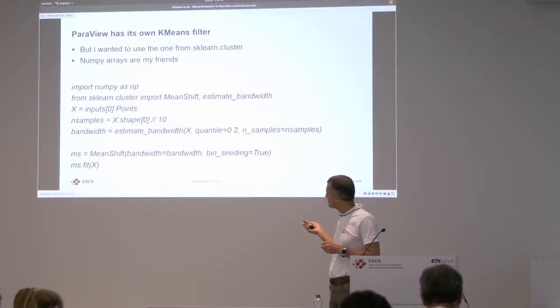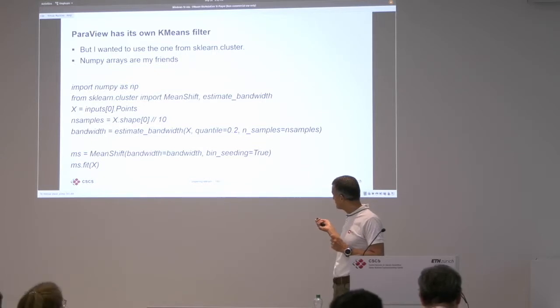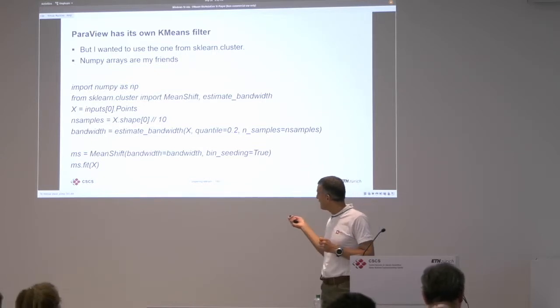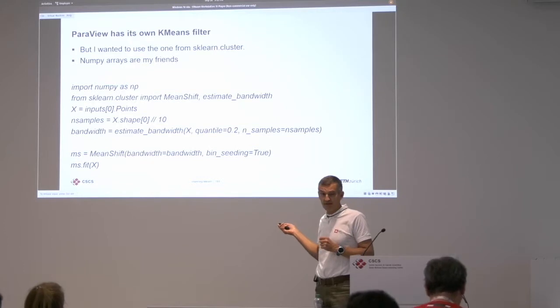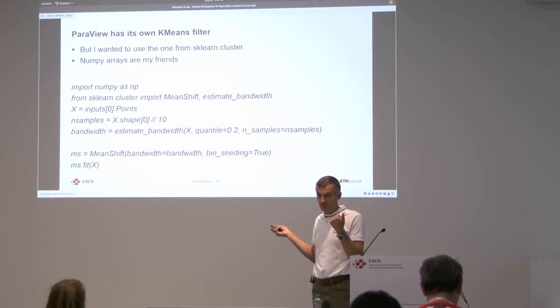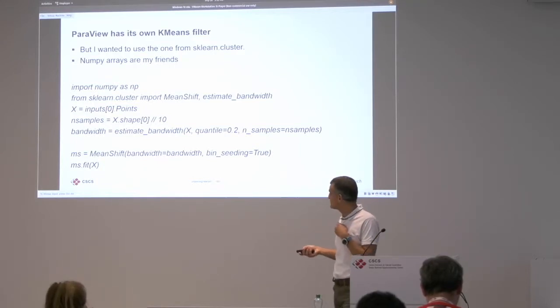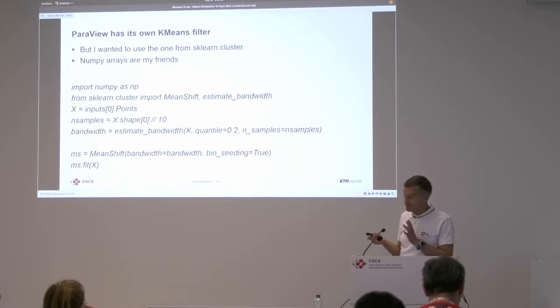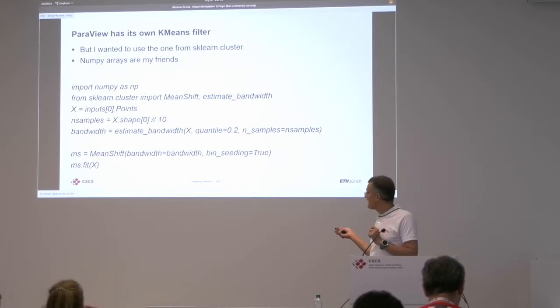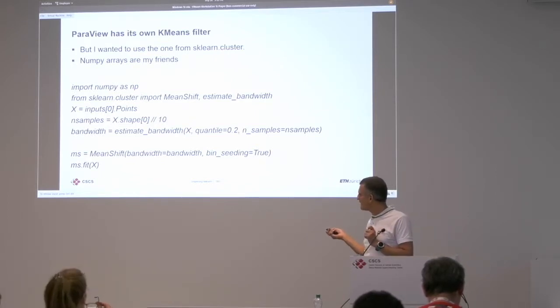So there's my code: import NumPy as NP. From the cluster module, I use mean shift and estimate bandwidth. And by the way, I didn't have to invent that. I got that from the web page I just showed you earlier. So I really didn't have to study that particular instance very much.